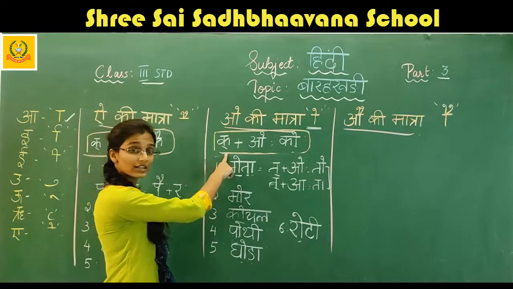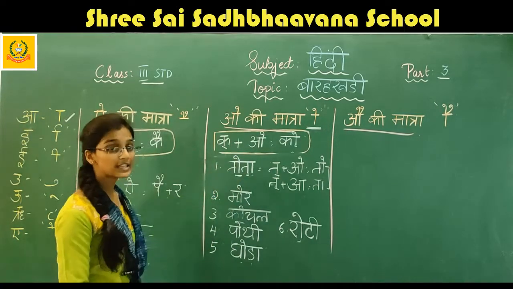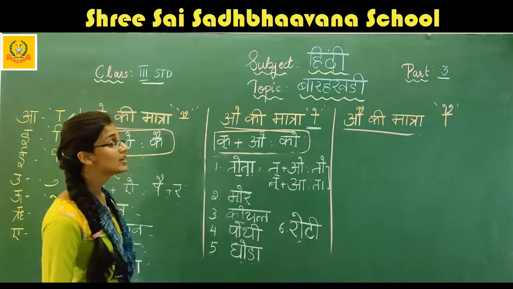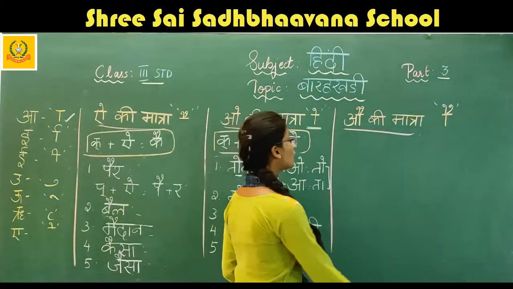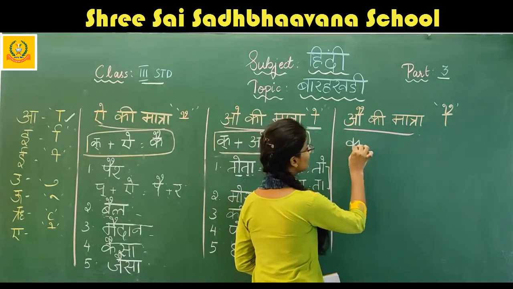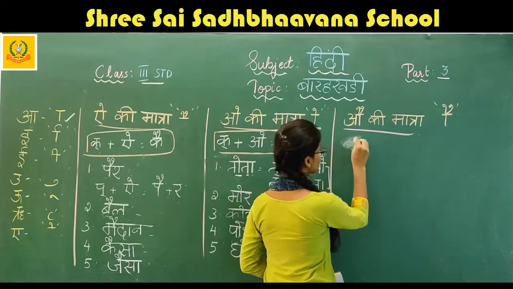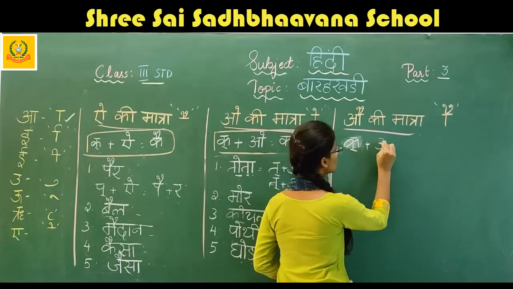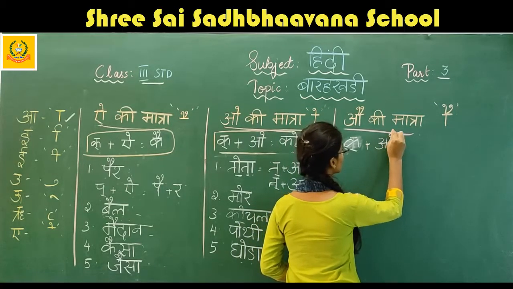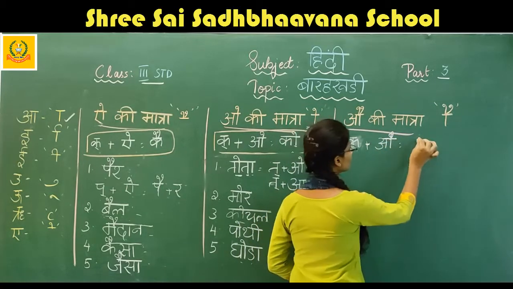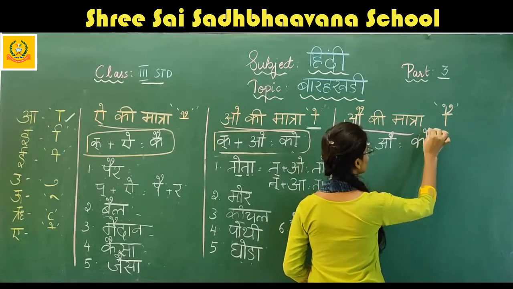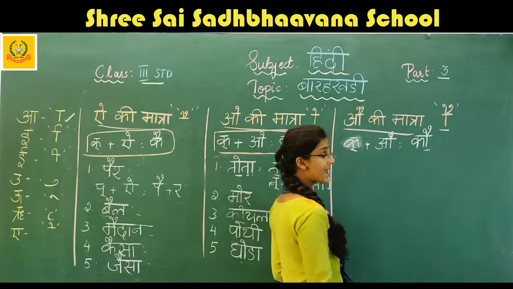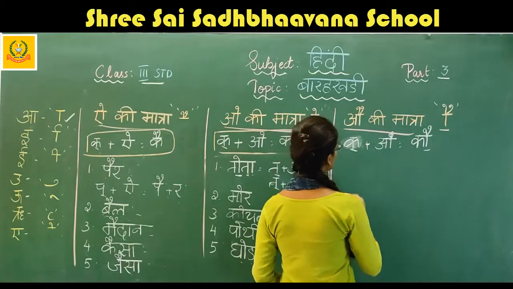O ki matra we saw for k plus a. Like that, every letter we saw till ha. Now I gave 5 examples. So then Au ki matra. Au ki matra also, first we will learn to write the standard form, that is ka plus au is equal to cow. See the symbol? Is it same? Yes. Ka plus au is cow.